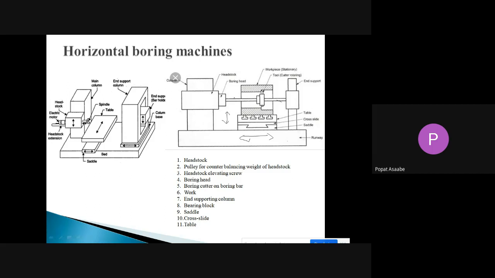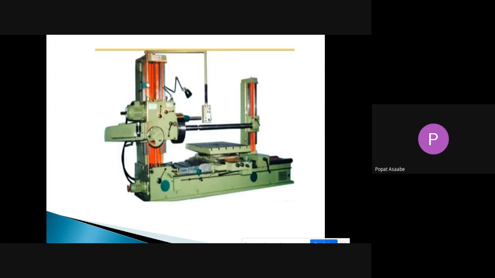Along with the spindle, the boring bar rotates. When the boring bar rotates, the single point cutting tool also rotates, and it removes the metal from that workpiece, and it enlarges the already existing hole. In this manner, your horizontal boring machine is working. See, this is the horizontal boring machine.